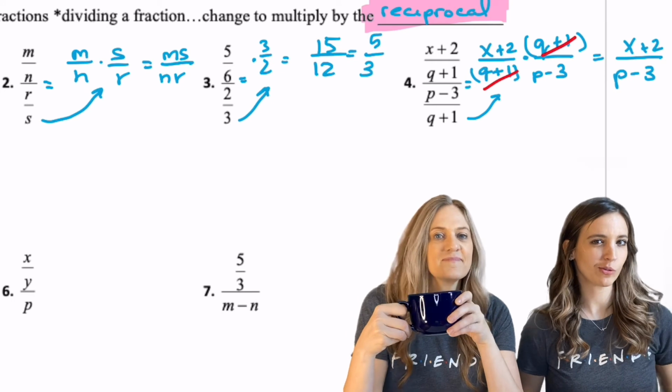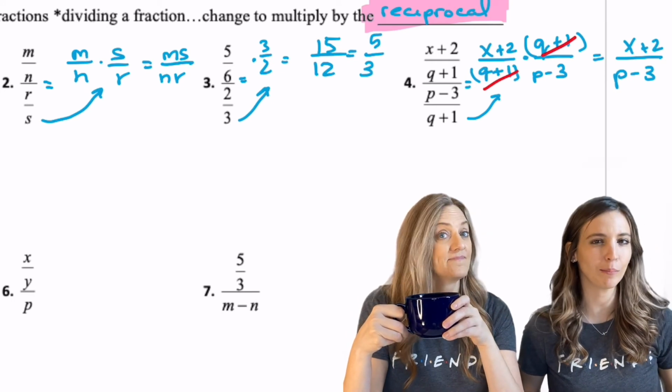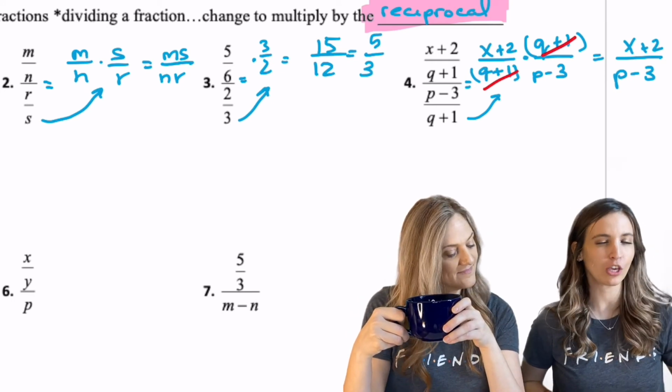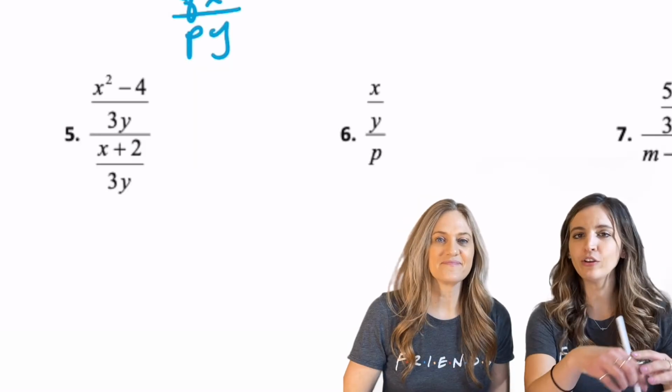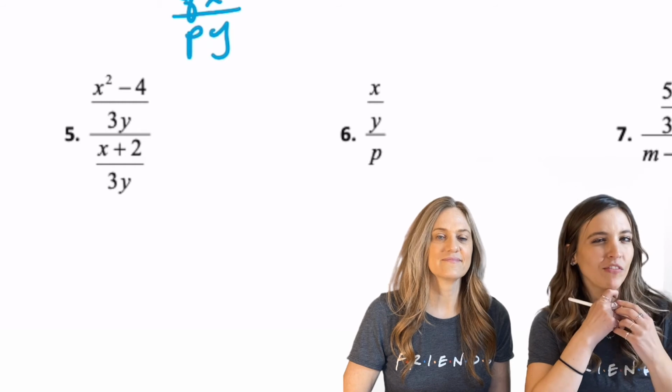Let's check your answers. Pay close attention to number 4. Did you notice how the q plus 1 could divide out? Remember, hug it out, divide it out. Why don't you go ahead and start 5? See what simplifies out of that one.